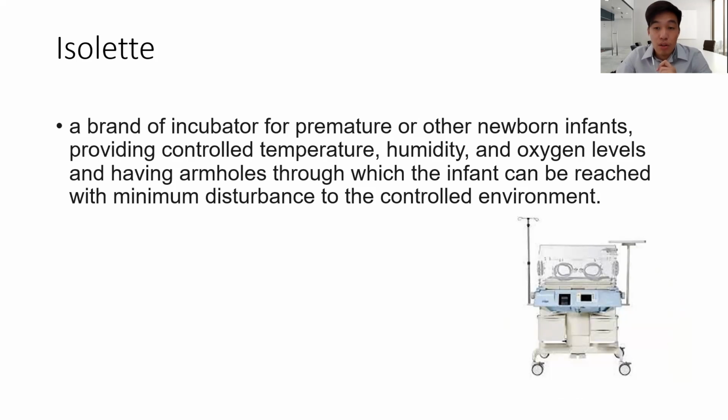Next is the isolette, also known as the incubator. This is for premature and newborn infants. It provides controlled temperature, humidity, and oxygen levels, and also has armholes so that the infant can be reached without disturbance, and is a secure environment for the newborn infant.